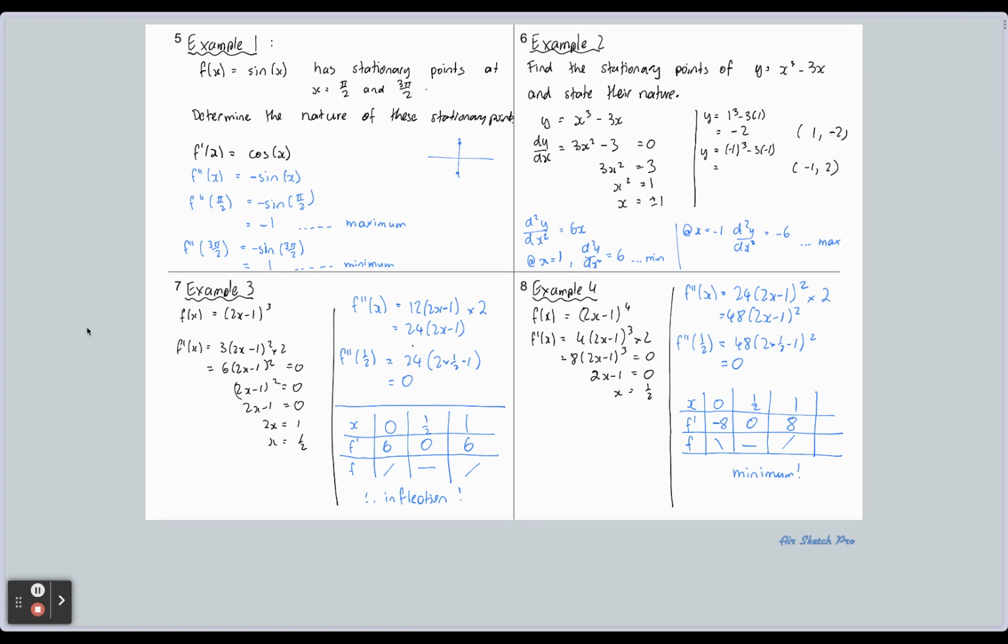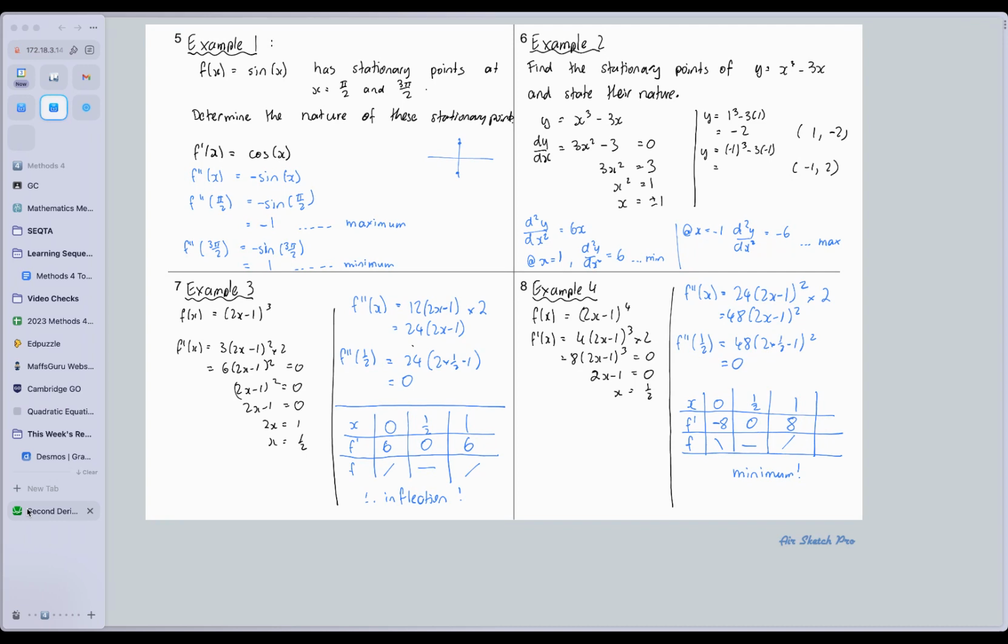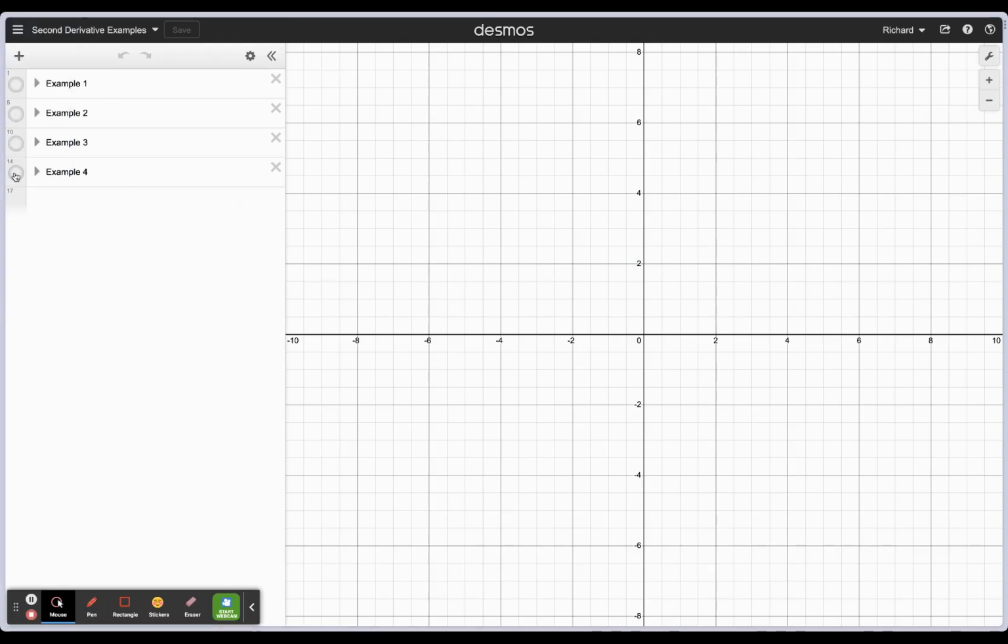And just to confirm, if I go to Desmos and have a look at, say, for example, example 3, we have an inflection point here with the stationary point being through the blue line here. But if I look at example 4, it's a real flat minimum here, but nevertheless, it is a minimum. So even though the second derivative is equal to 0, it is still a minimum. And I think we can leave it there.